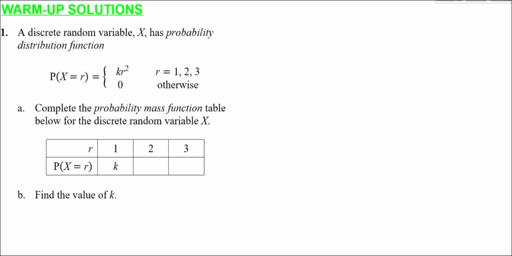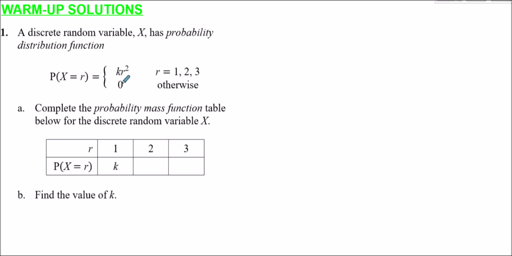So question 1, we have a discrete random variable, x, which has this following probability distribution function. So the probability for x takes on the particular value r is kr squared for when r is 1, 2 or 3 and 0 elsewhere. So for part A, all we need to do is to complete the probability mass function table below for the discrete random variable x.